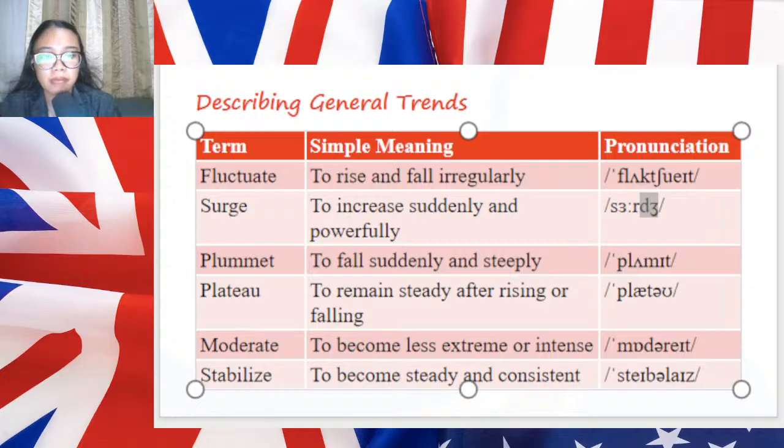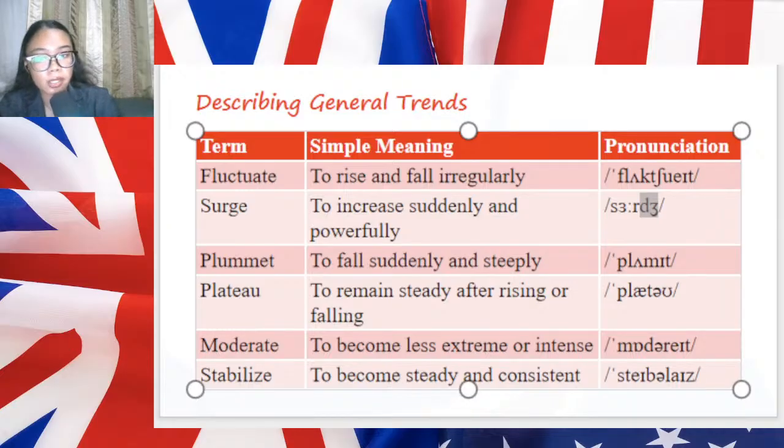Next, moderate. Moderate means to become less extreme or intense. You can think of something slowing down or becoming calmer. When a trend moderates, the rate of change becomes less dramatic. If something was increasing very rapidly, it now increases more slowly. If it was decreasing very quickly, it now decreases at a gentler pace. It's about a reduction in the severity or intensity of the movement, not necessarily stopping altogether, but certainly becoming less extreme.